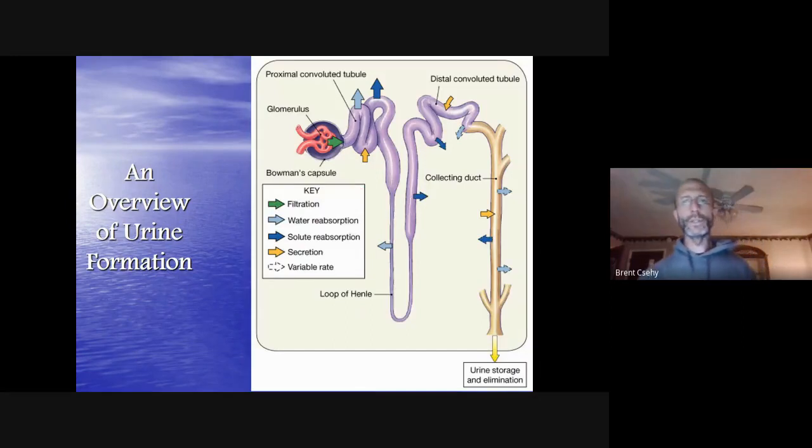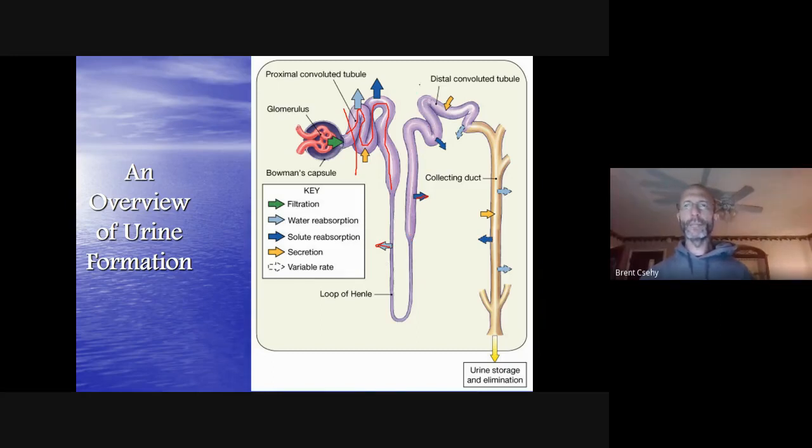So what did we just do? After this, filtrate. This is where most of it happens, 125 mils per minute. By the time it gets to the loop, it's down to about 40 mils per minute. And then you can see here, water is going to be reabsorbed here, and then solutes here. There are some specifics here, but you don't have to remember that. And then here is the DCT.